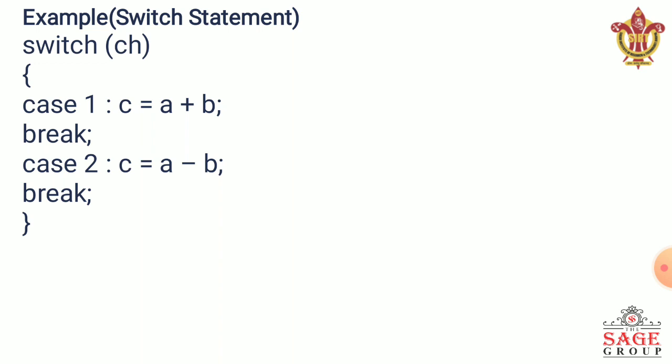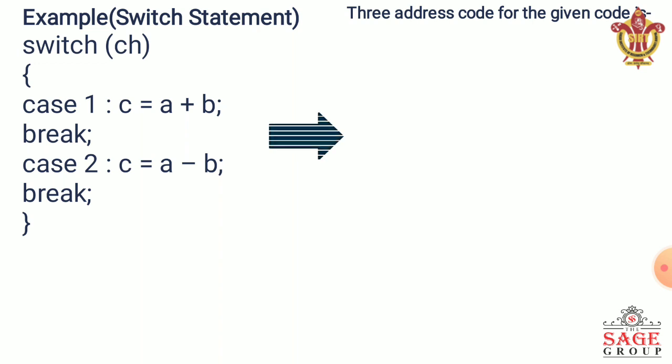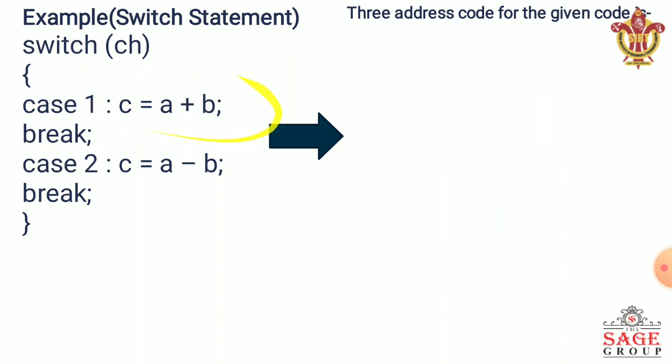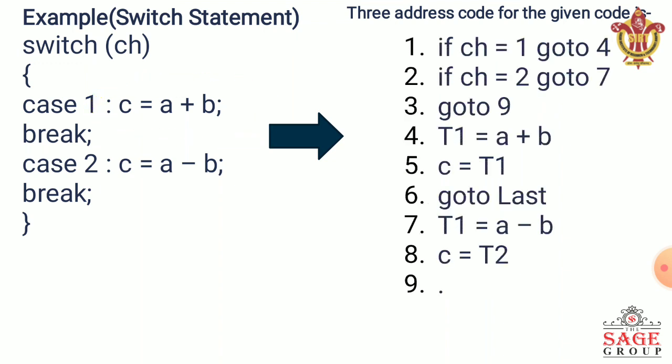So to represent this in the form of 3 address code, firstly we compare our variable ch with case 1. So if ch is equal to case 1, then go to 4. 4 is the statement number where we execute our true part, the case 1 statements.